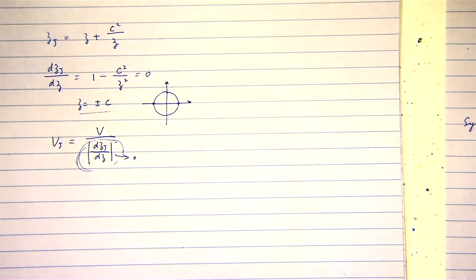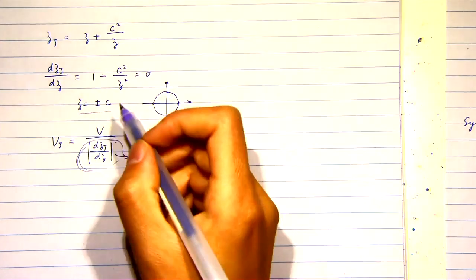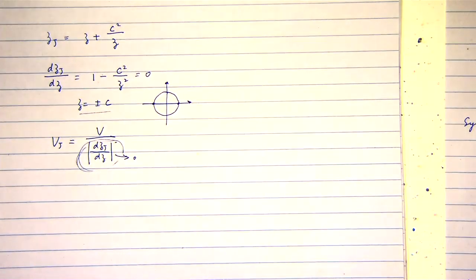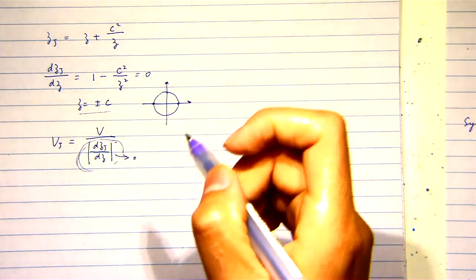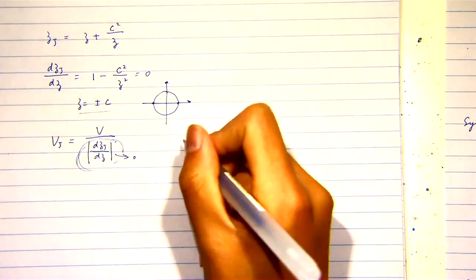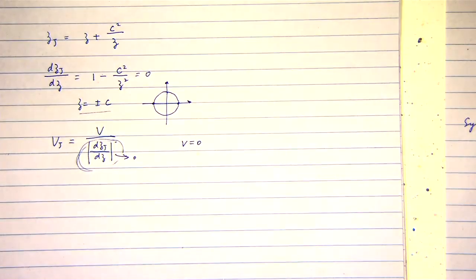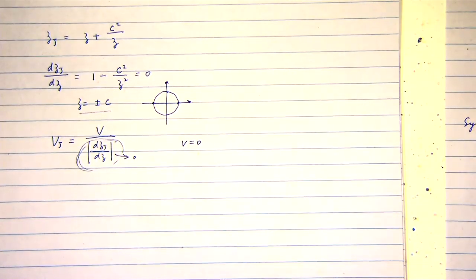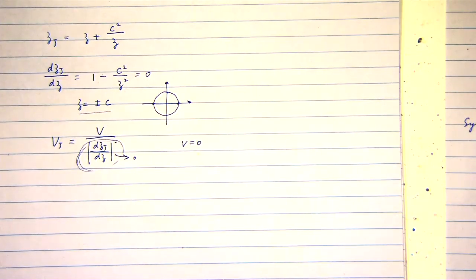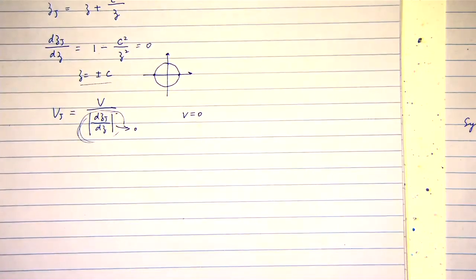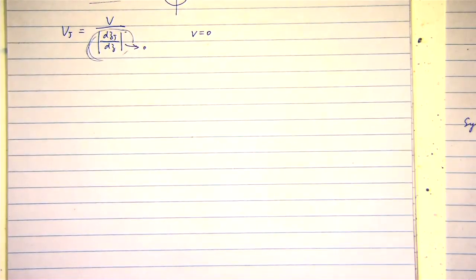To stop Vj from going to infinity, we want to adjust the original flow so there's a stagnation point at the critical point, which means we need V equal to 0 to stop Vj from going to infinity at those points. With this in mind, we can look at how the flow looks for a symmetric airfoil, and later on we can look at the cambered airfoil. So let me give you an example of the symmetric airfoil.